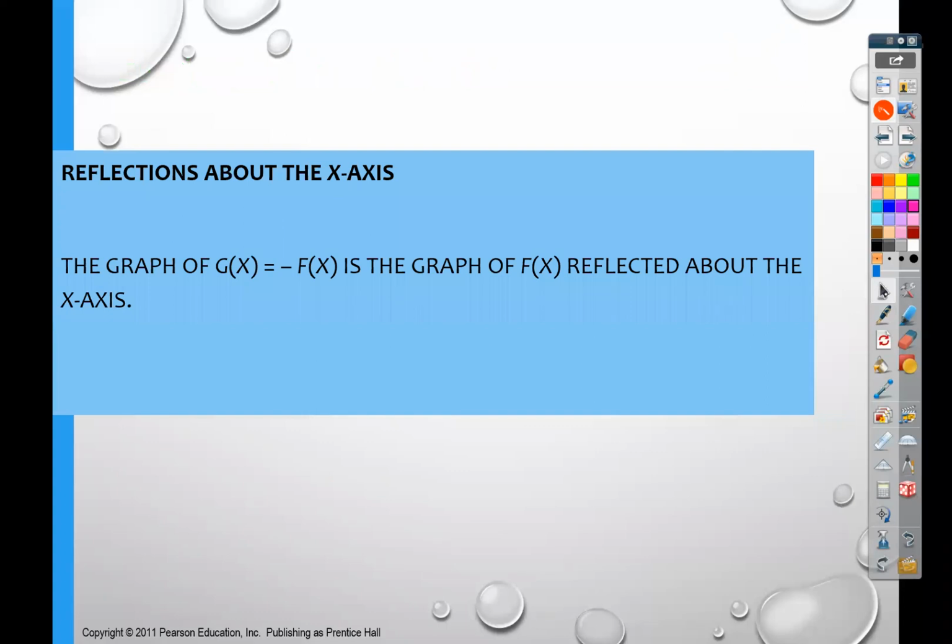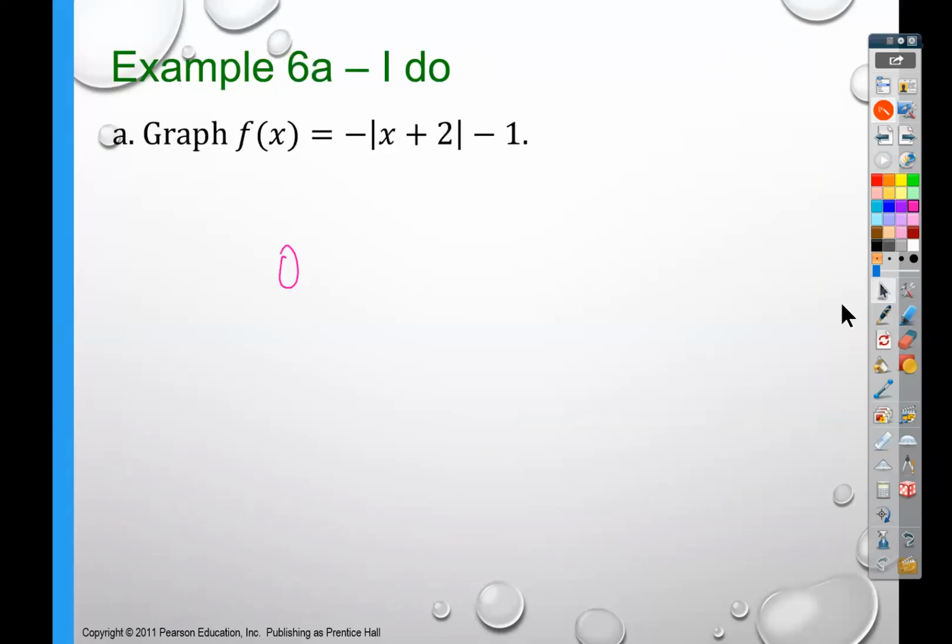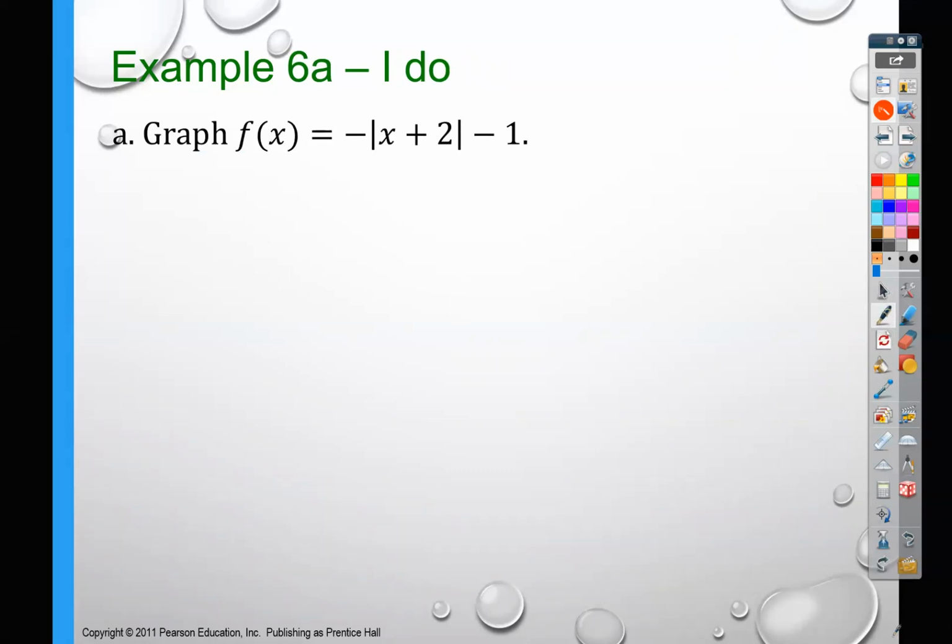All right, reflections. When you have a negative in front of the function, that means it's reflected about the x-axis. So watch, if I do this problem. Okay, we got a lot of transformations going on here. So this is actually a very important lesson with all these transformations and graphing, so I really want y'all to pay attention. If you have a negative in front, that means it's reflected around the x-axis. Okay, so that means instead of going up, it's going to go down.